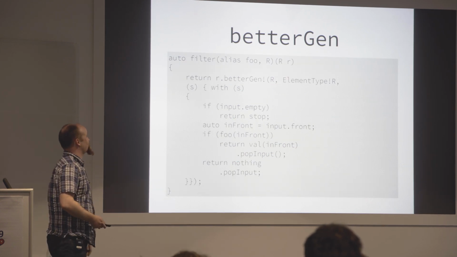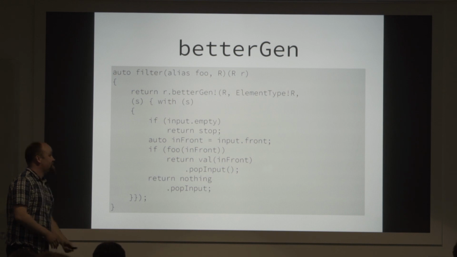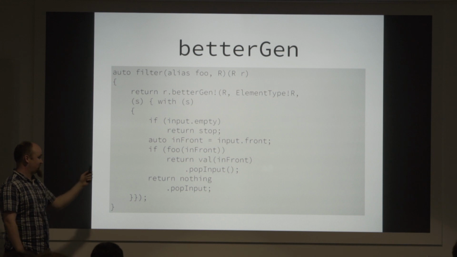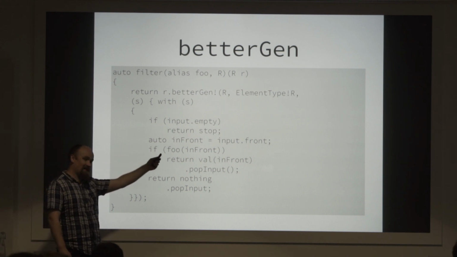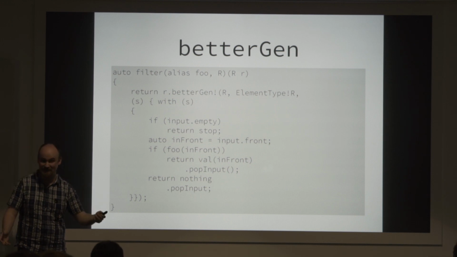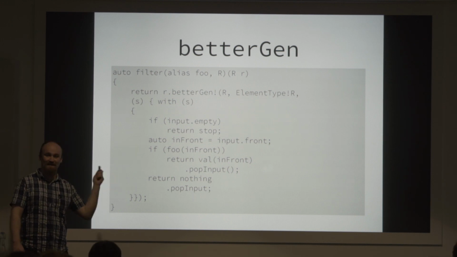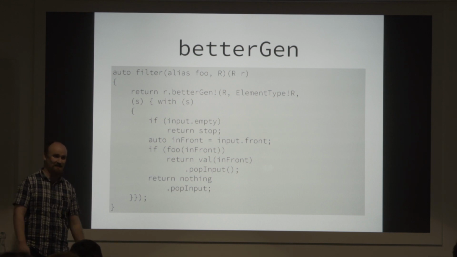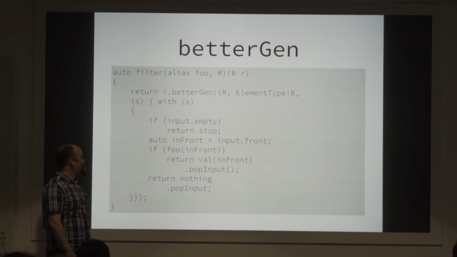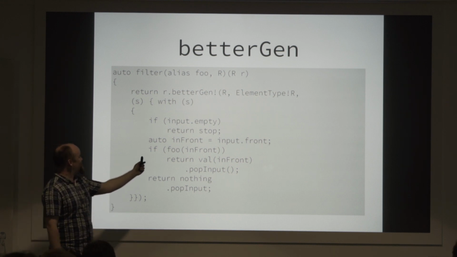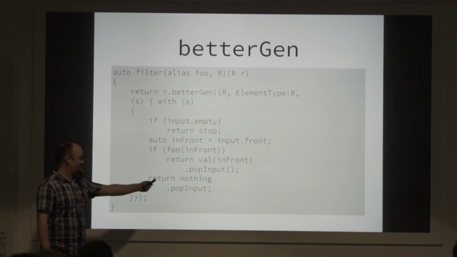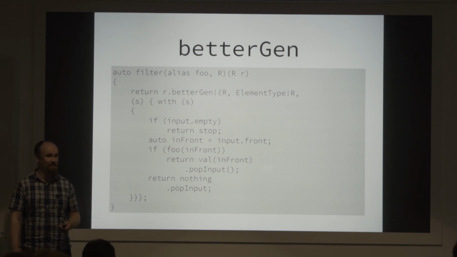So here's filter, slightly more sophisticated. If the input's empty, return stop. Otherwise, I'm only doing this in front thing just because reading front can mean calling the front of, say, map, which calls the lambda, and that is exactly how you end up with accidental n-squared problems with ranges, is when you don't cache front. And then I do if the function is true, then return the value and pop the range. Otherwise, I return nothing and pop the range.